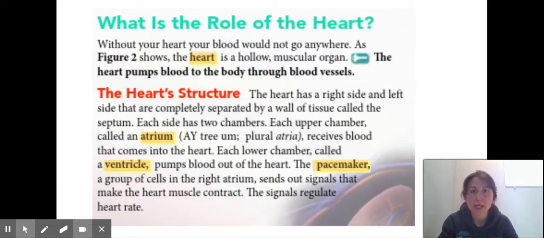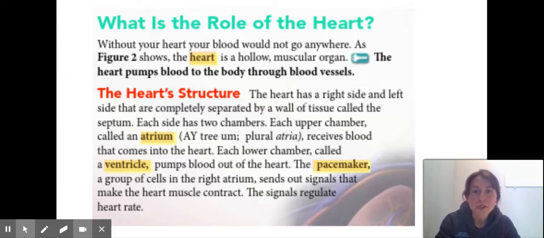So let's take a look now at what the role of the heart is. Without your heart, your blood would not go anywhere. As figure 2, which we'll look at in a moment, shows, the heart is hollow, meaning like empty, okay? It's not just solid, there's spaces in it. It's a hollow muscular organ. Remember that cardiac muscle we learned about a while ago in our muscular system unit? So the cardiac muscle is involuntary and it's only found in your heart. The heart pumps blood to the body through blood vessels.